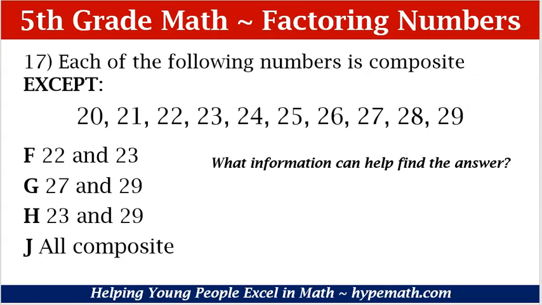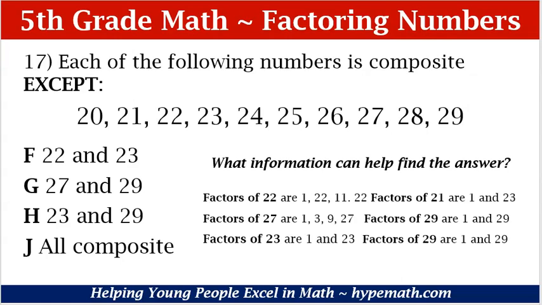What information can help us find the answer? The information that can help us find the answer is finding the factors of all of our sets of numbers. So for F, it's 22 and 23. The factors of 22 are 1, 2, 11, and 22. I see that I made a mistake and it should be 1, 2, 11, and 22, okay? Not 1, 22, 11, and 22, but just 1, 2, 11, and 22.